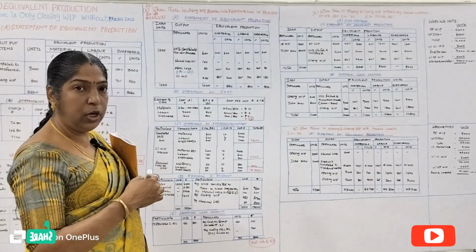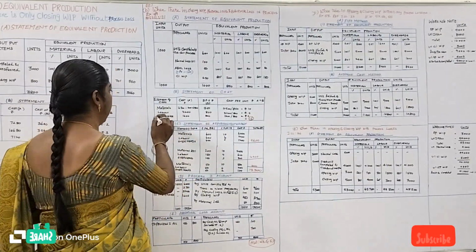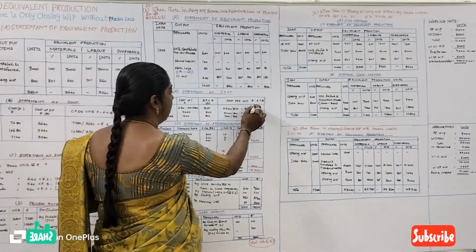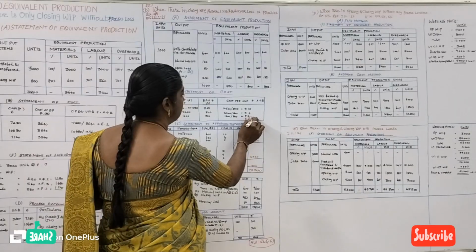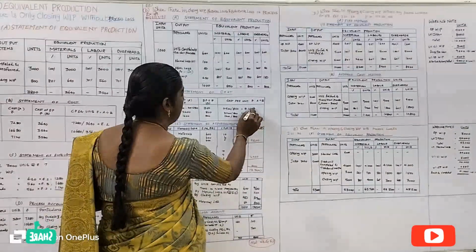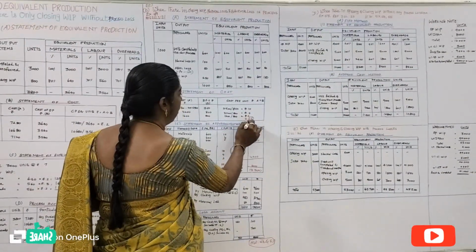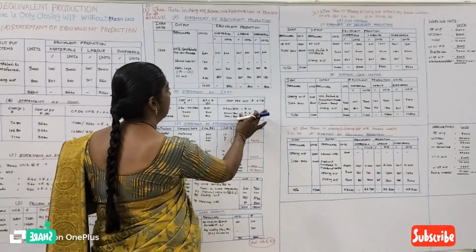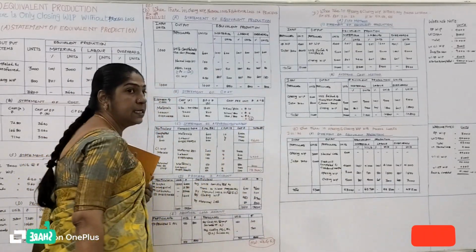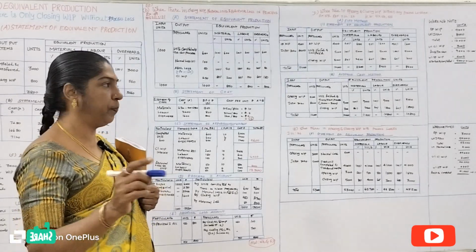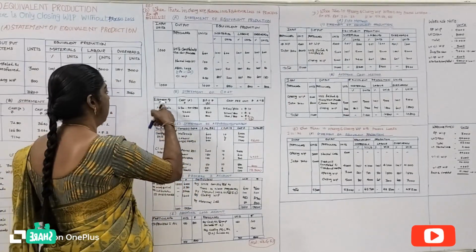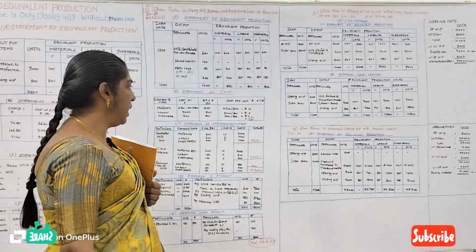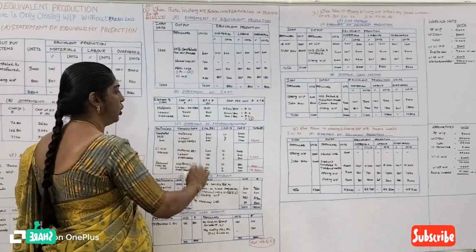The cost per unit for the equivalent production for overheads is 2 rupees. Then find out the total cost per unit: 10 plus 4 plus 2, you get 16 rupees. The cost per unit for the total equivalent production is 16 rupees for total elements of cost. Okay, let's find out the statement of apportionment of cost.